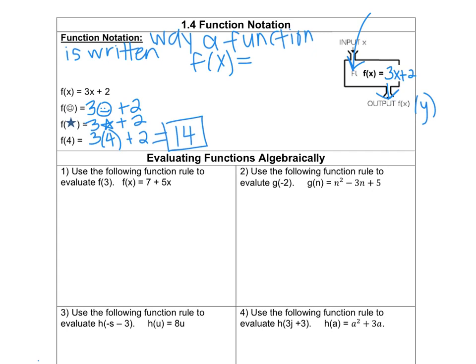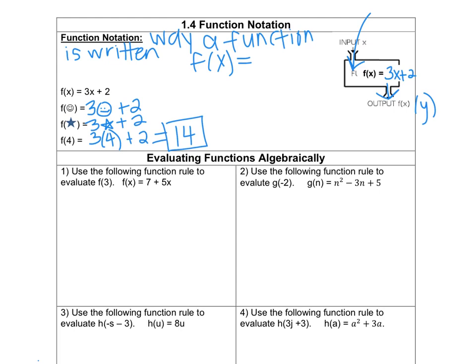So basically, anytime you have function notation, it's going to involve inputting something into the x, or whatever your variable is, your input, and then it's going to spit out an output, which is your y, or your f of x. So let's look at some examples down here.